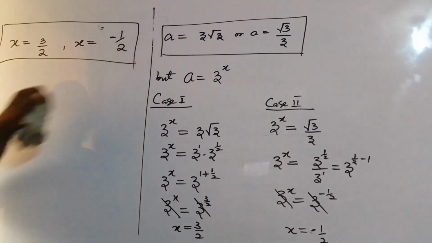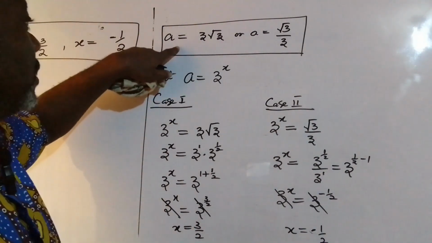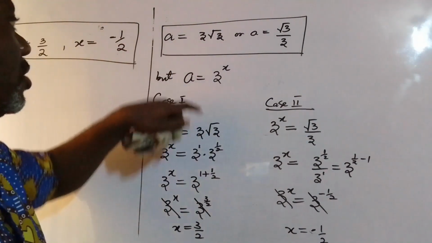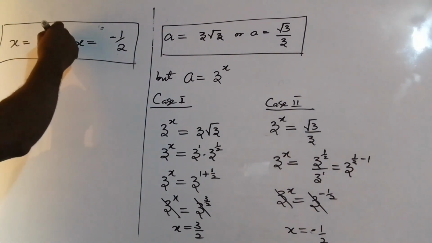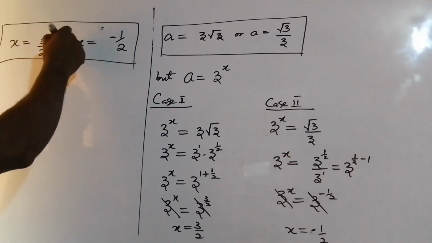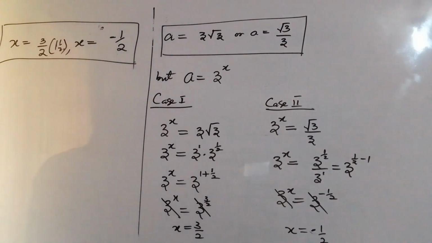Yes, these are the values of a, and you know that we used a as a substitution, right? So these are the values of x. x equal to 3 over 2, and then the second value of x is minus 1 over 2.